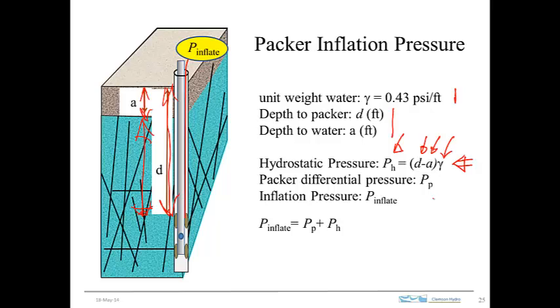So for the packer differential pressure for the low pressure packers that we're using, 35 psi would be a good packer differential pressure. And so the total pressure that you're using to inflate, this would be the pressure generated by the air compressor at the ground surface, is the sum of these two, the hydrostatic pressure and the differential pressure used to inflate the packer. I should point out that the packers that we're using are quite low pressure. That's a very small pressure for packer inflation pressures.